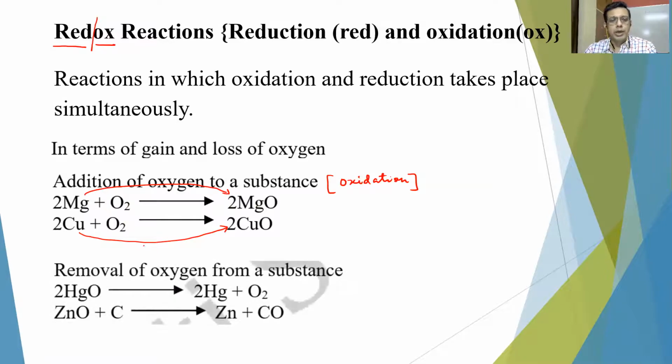Similarly, reduction can be defined as removal of oxygen from a substance. When oxygen is removed from a substance, this is called reduction. Like in the first case, from mercuric oxide, oxygen is removed. So this is reduction of mercuric oxide. Similarly, from zinc oxide, oxygen is removed to produce metallic zinc. So this is called reduction of zinc oxide. So in terms of oxygen, oxidation is addition of oxygen and reduction is removal of oxygen.